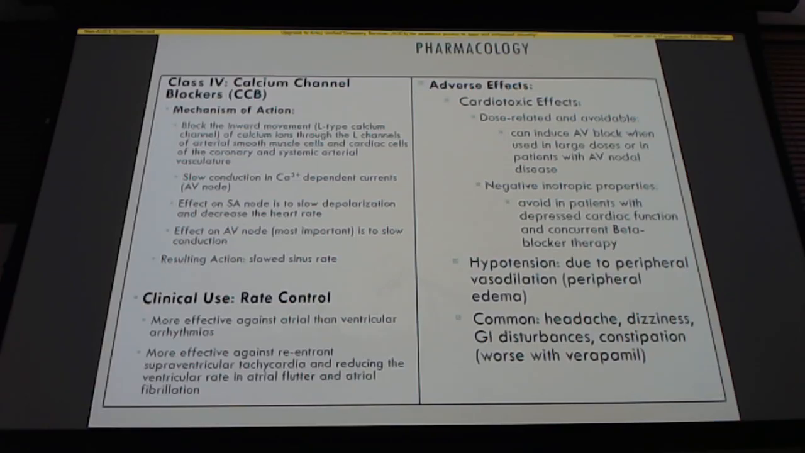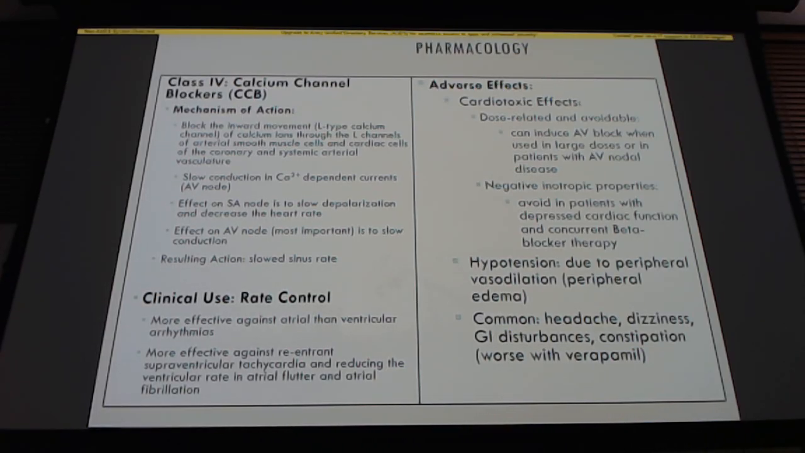Our calcium channel blockers, class 4. We remember calcium channel blockers. We talked about them. We have our DHP, we had our non-DHP. We're blocking that influx of our calcium. Rate control, just like we talked about with our beta blockers, rate control. Okay, so those are our two that we're focusing on rate.